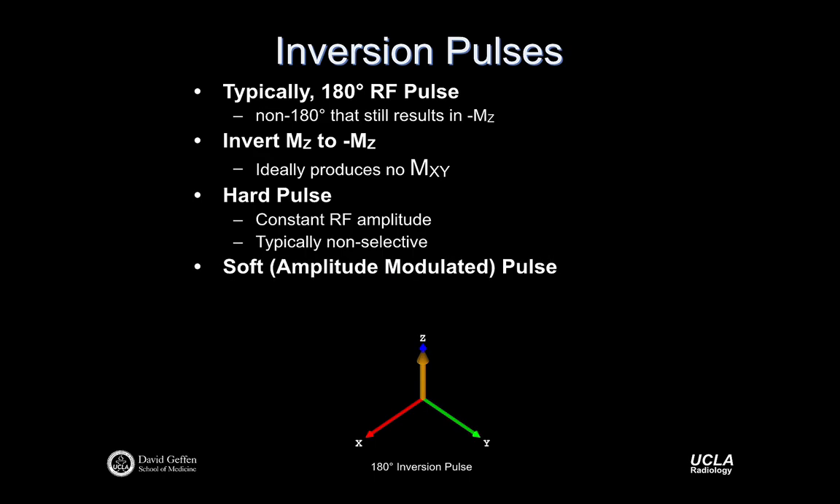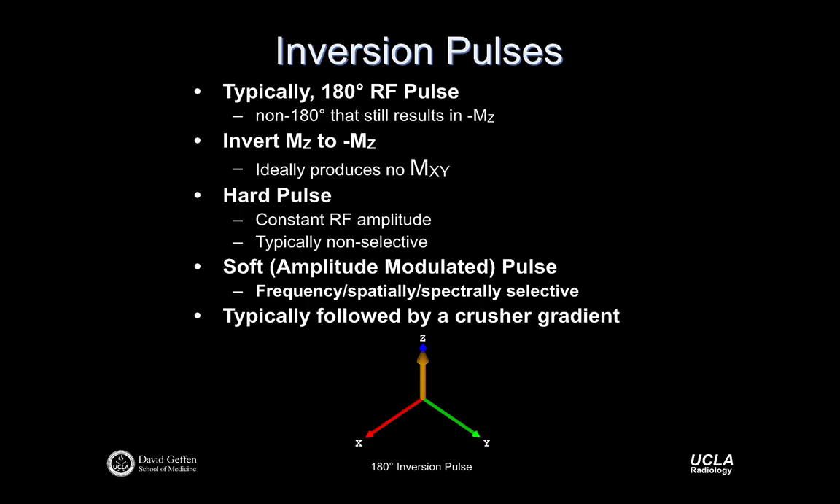Another possibility is what's called a soft or amplitude modulated pulse. You've seen this at least mathematically already, these B1 envelope functions, sync functions, Gaussians, whatever. Those are what we call soft pulses, just to distinguish them from the hard or rect pulse. And those can be frequency, spatially, or spectrally selective. Again, not getting into the details, but these are intermediate bandwidth pulses that can be useful for selecting very specific things, selecting fat, selecting water, selecting a region of space. Whereas these hard pulses are very high bandwidth pulses. That's a subtlety for now. They're typically followed by what's called a crusher gradient.